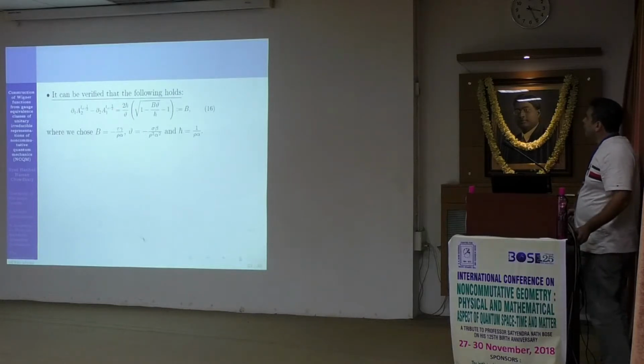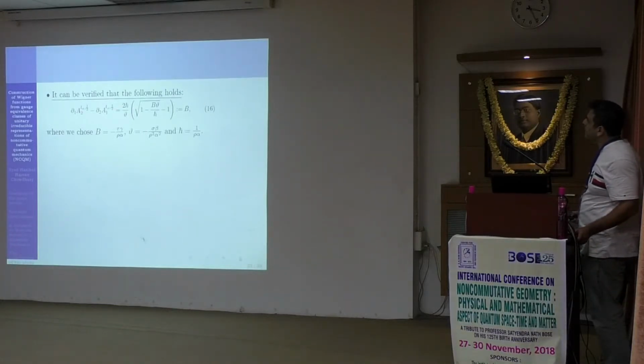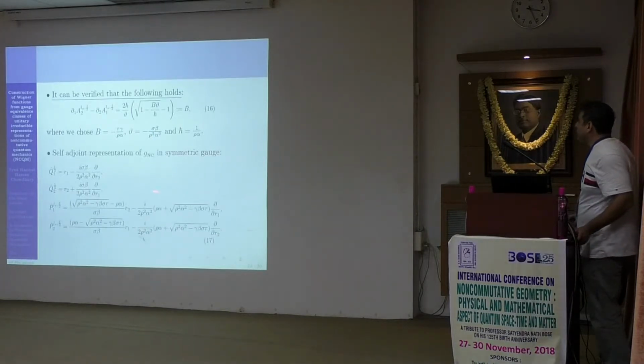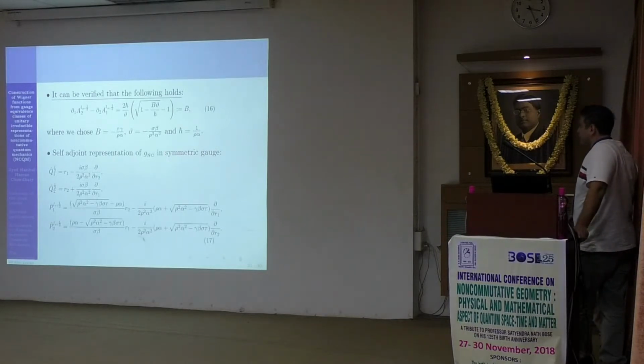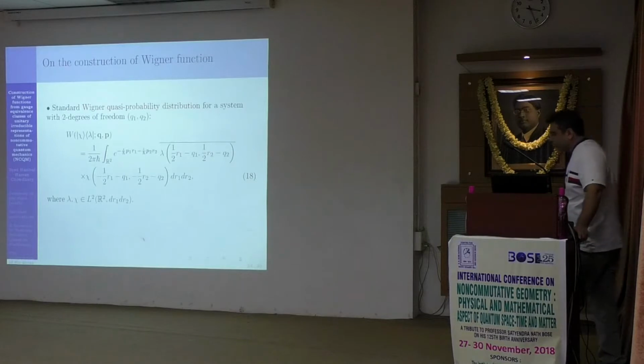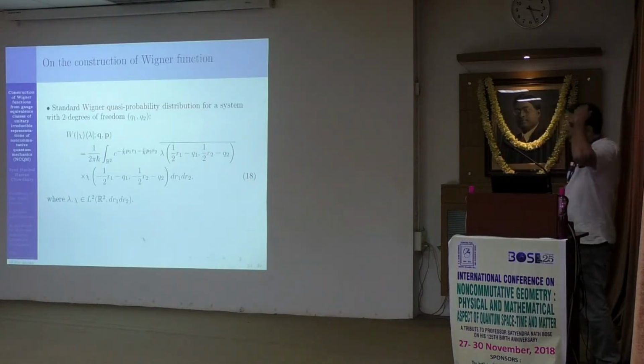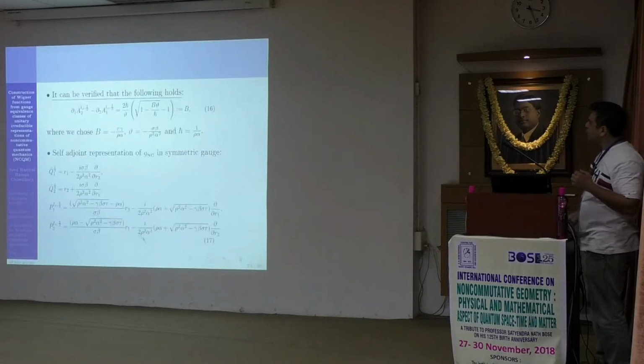It can be verified that the following holds. If you choose L to be LS and M to be 1/2, then you have this expression. You see that from rho, sigma, and tau, we move to the notation of b, theta, and h bar. So we just relabel the underlying parameters. The self-adjoint representation of this algebra looks like this. So this was all about the unitarily equivalent representations of G and C.